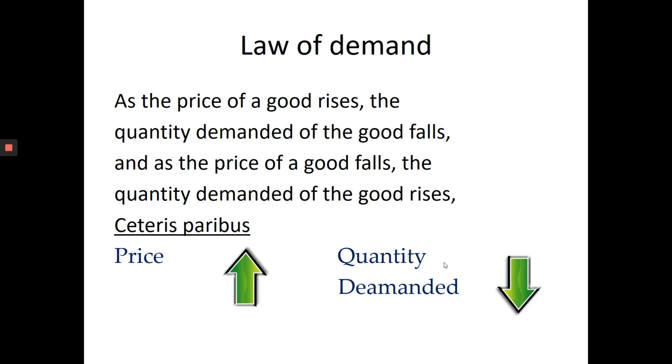As the price of a good rises, the quantity demanded of the product falls. As the price of a good falls, the corresponding quantity demanded of the good rises. So the buyer is willing to buy more at the low price, and willing to buy less at the higher price.